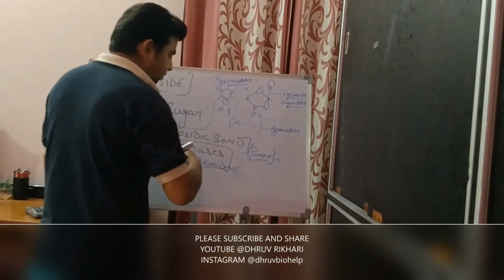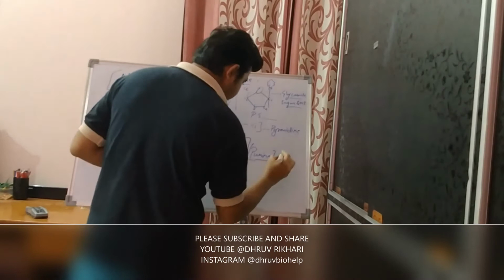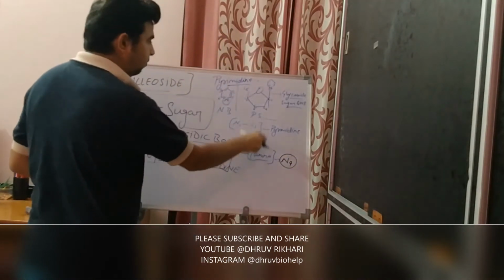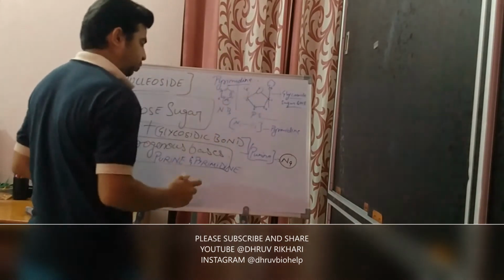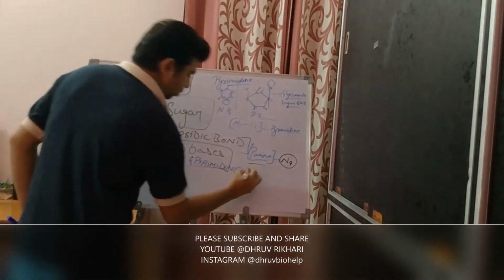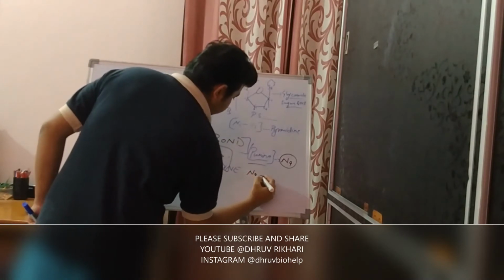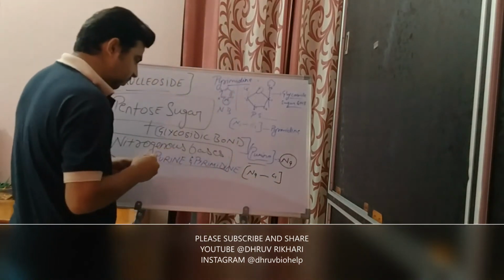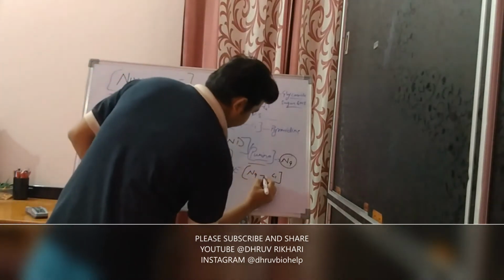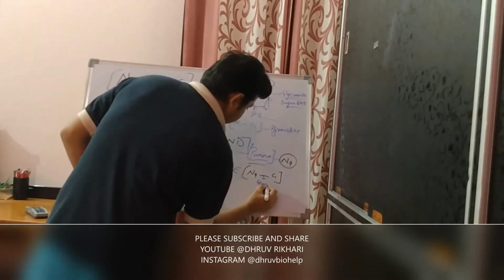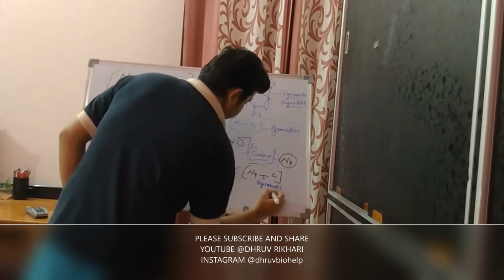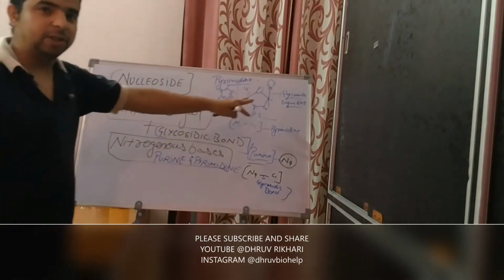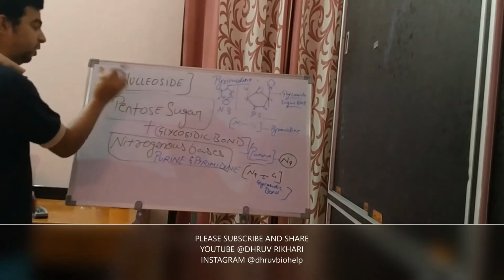So we know that purine is a double ring structure. So nitrogen at position 9 of purine will bind to the carbon 1 of pentose sugar in case of purine. So the position and the binding will be N9C1, and the bond formed is glycosidic bond. So this is how the structure appears for nucleoside.